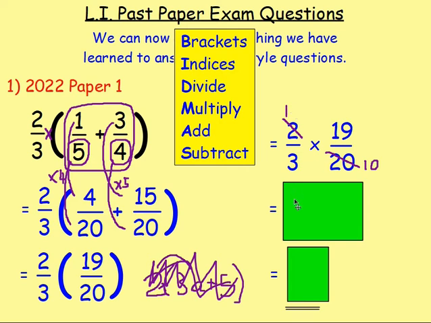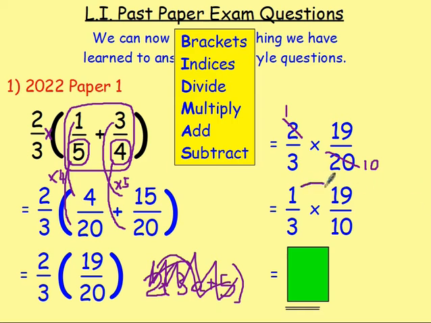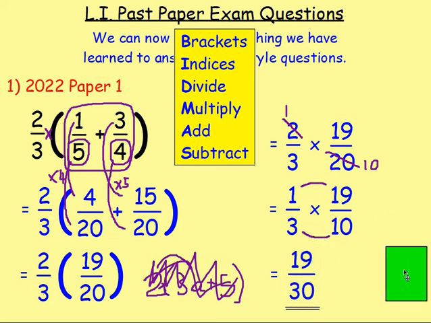So really, rewriting this to make it a bit clearer, I've got a 1 in the top and a 3 in the bottom, and here I've got a 19 on the top and a 10 on the bottom. So these are what I'm wanting to multiply, and to multiply your fractions you would just do the 1 times the 19 and the 3 times the 10, meaning you have an answer of 19 30ths. And that there is the answer to that question. You got it? Well done.